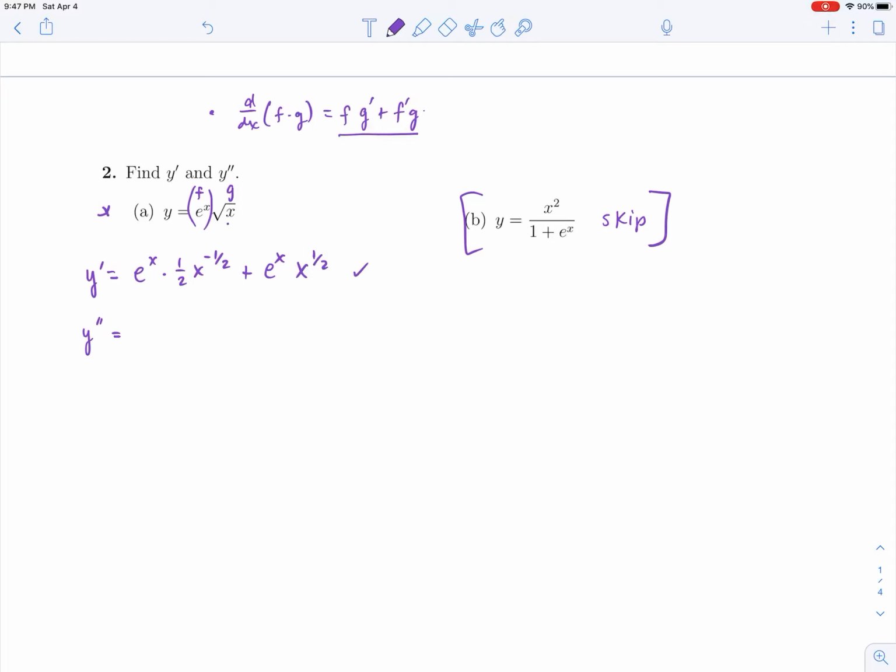Second derivative, now we have to apply product rule again. I'm going to highlight these guys. Those are the two things that we're taking the product of. The 1/2 we can factor out. And then we're going to do the e to the x, that's f, times g prime. So that's going to be times negative 1/2 x to the negative 1/2 minus 1, which is negative 3/2, plus derivative of e to the x, which is still e to the x, times g, which is 1/2 x to the negative 1/2.